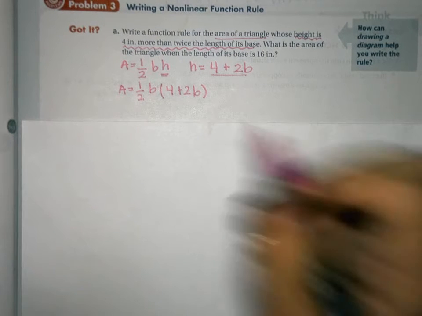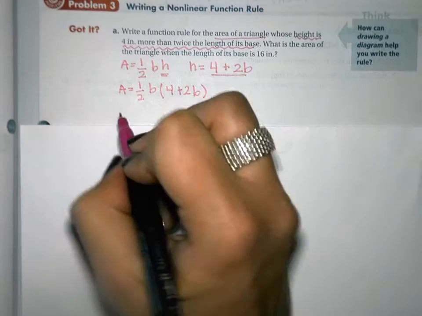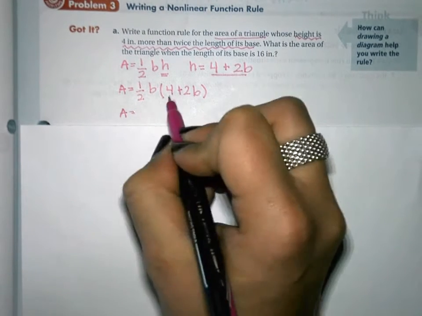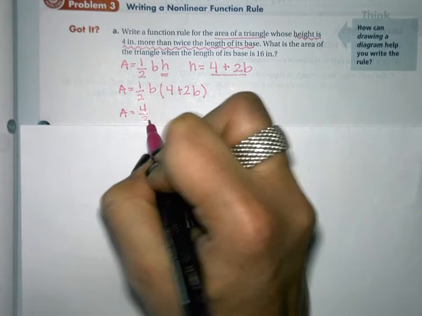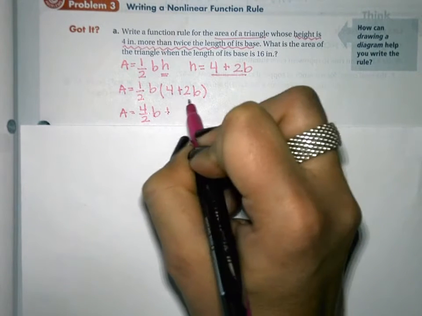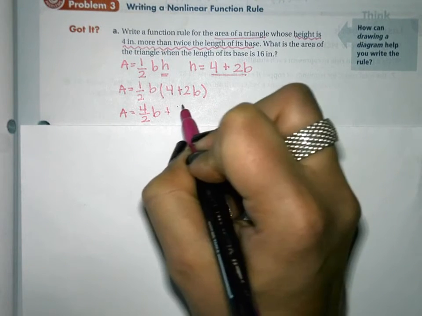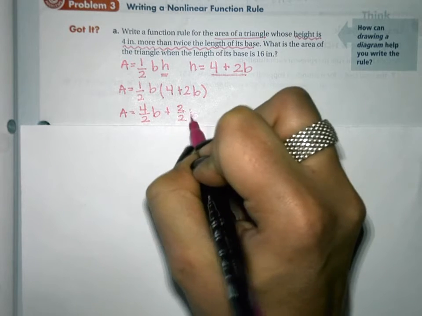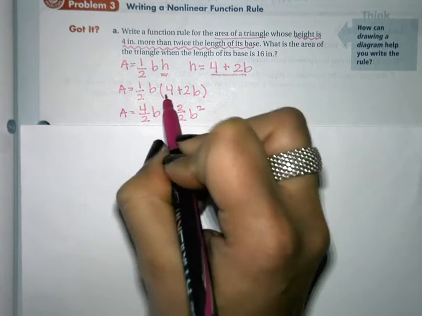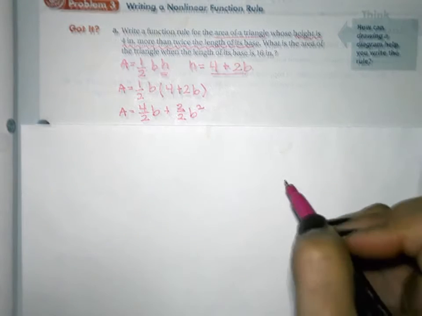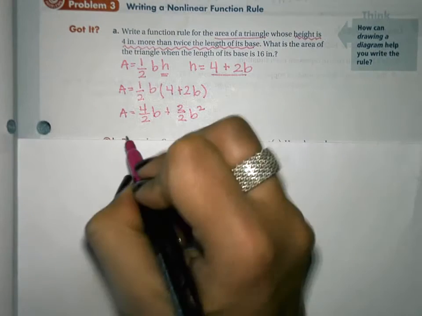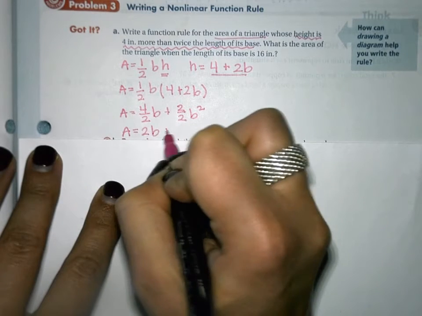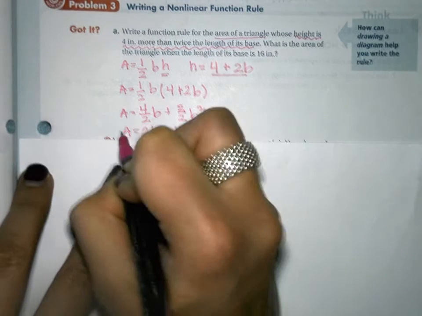So then we're going to distribute into the parentheses. So we get area equals 1/2 times 4, so that's going to be 4 over 2, b plus 2 over 2, b times b is b squared. So what I did was I multiplied 1/2 by the numbers, and then I multiplied the b's. So when we simplify, that gives me area equals 2b plus 1b squared.